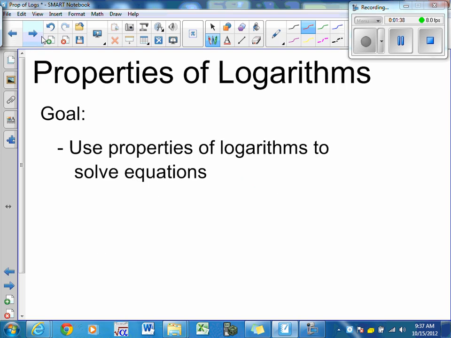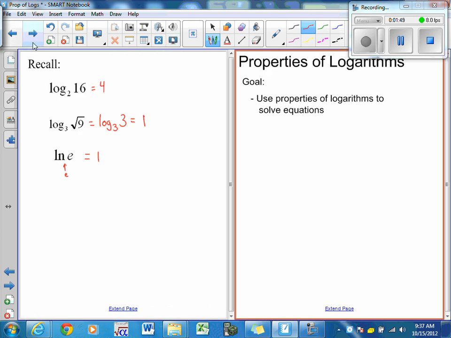Now, what we're going to look at today is the properties of logarithms, and then we want to use these properties to kind of solve some equations. So first, let's look at some properties of logarithms.